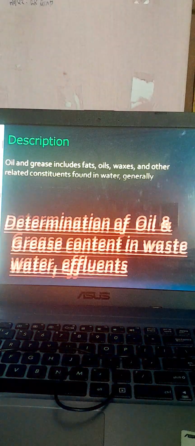Today's topic is determination of oil and grease in water sample. So without delay, let's start the topic. Determination of oil and grease content in wastewater and effluents.